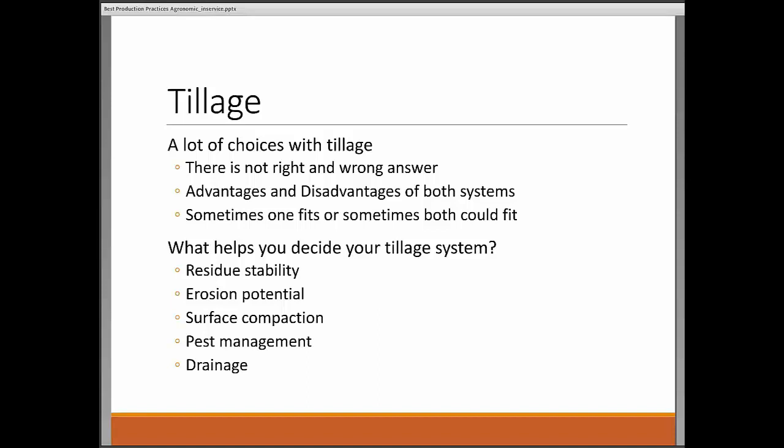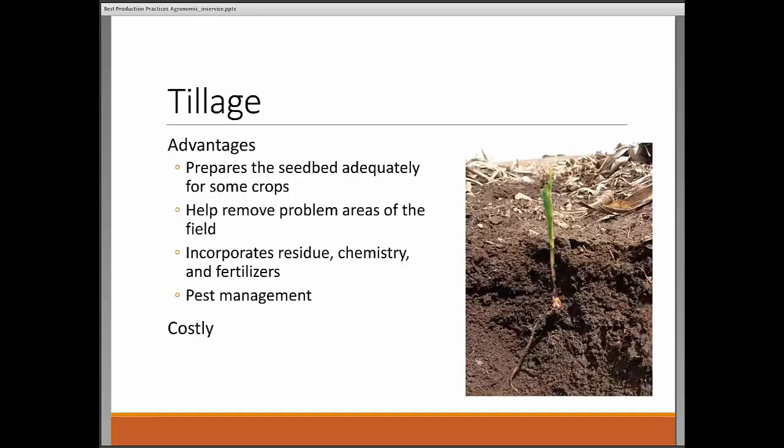When we talk about things like canola, can we grow canola no-till? Absolutely. Is it easier to grow it conventional? Absolutely. So those both fit, but one fits just a little bit better. Getting that nice smooth soil surface to get that crop planted into a nice clean system is a really good advantage for our conventional tilled system.